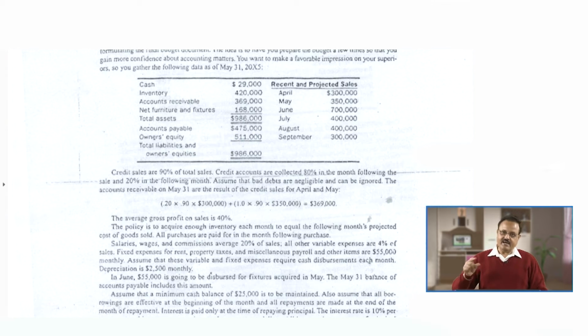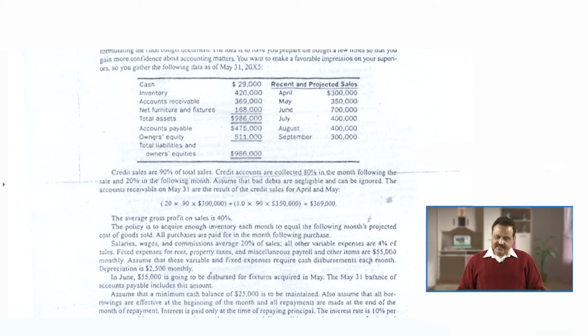Order of liquidity means when the current assets are on the top of the balance sheet and the fixed assets at the bottom of the balance sheet, then it is in the order of liquidity. Otherwise the balance sheet where the fixed assets are on the top and the liquid assets or current assets are at the bottom, that balance sheet is called the balance sheet prepared in the order of permanence. So this balance sheet that they have given to us is in the order of liquidity, and they have given the opening balance of cash, which means this is the closing balance of the month of May. Closing balance of the cash in the month of May is $29,000.